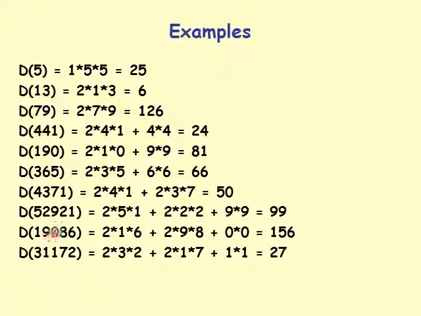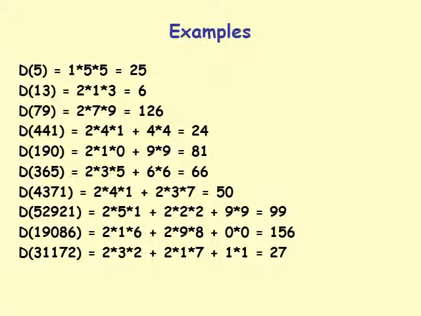Here is another one, 19086. Five digits again. We pair 1 with 6, different positions, 2 times 1 times 6. That contribution is 12 here. Then we pair 9 with 8, in two different positions, and its contribution is 2 times 9 times 8, which is 144. Then the lone 0 here we pair with itself, 0 times 0 is 0. So it's 12 here and 144 here. 12 plus 144 is 156.